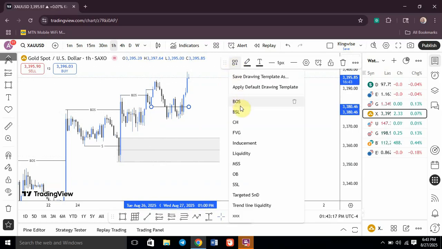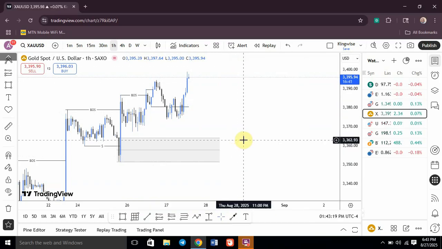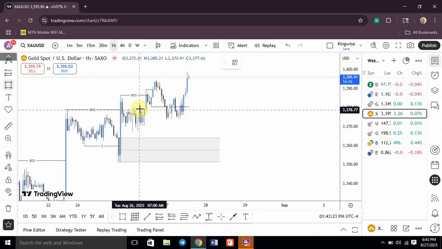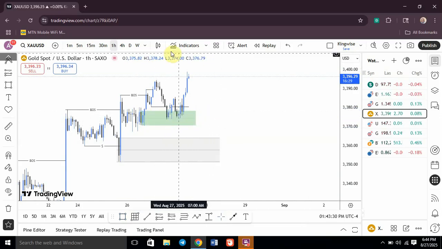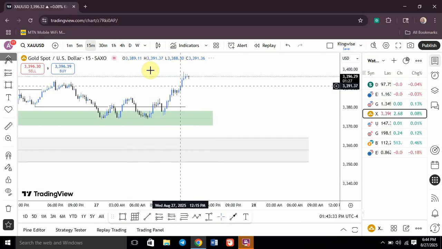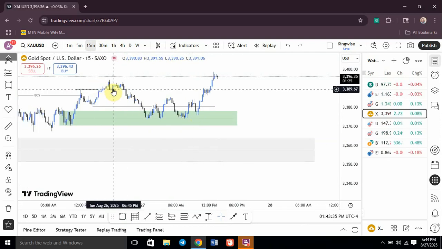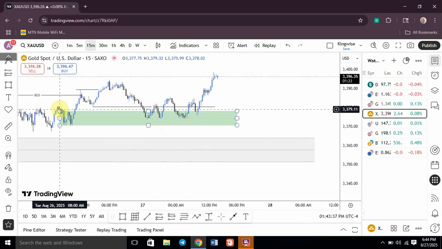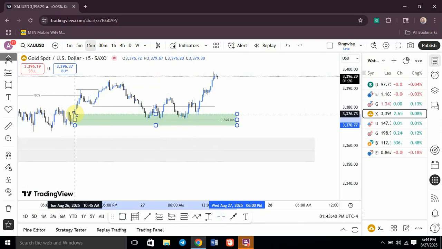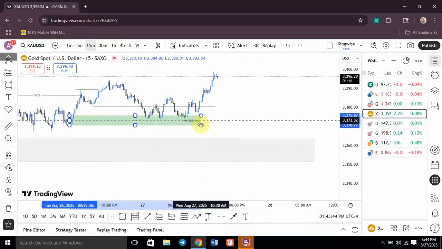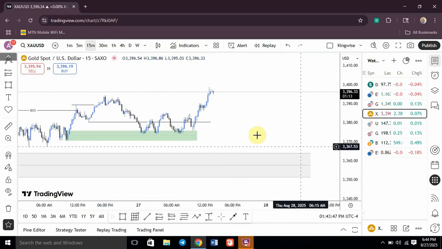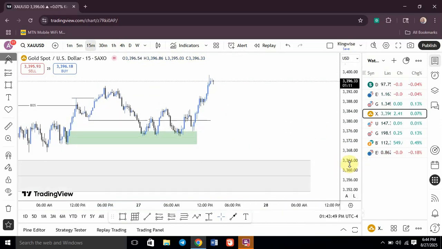So what did I do? I marked up my order block, which is this, and took my entry. So though I came to the 15 minutes, I took my entry from the 5 minutes. From the 15 minutes, if you are to refine this to the 15 minutes order block, this is it, which is still a good place to engage this trade.